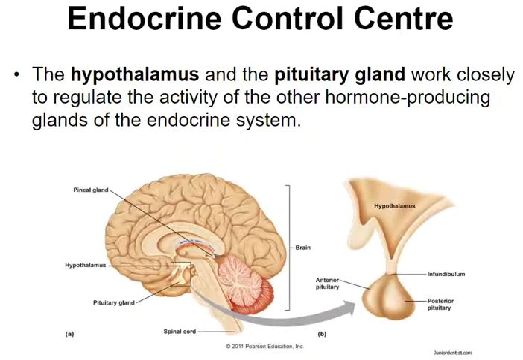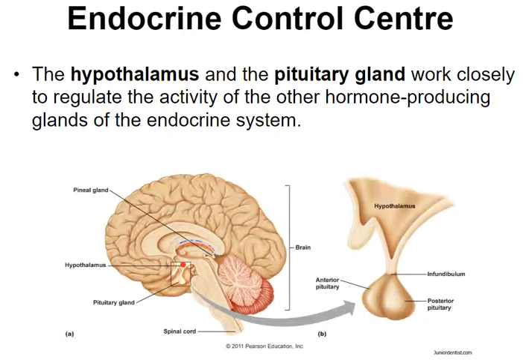The endocrine system consists of a lot of different glands, but they're all controlled from one location. And so that's in the brain, and it's the hypothalamus and the pituitary gland. Those two glands work very closely together to regulate the other hormone-producing glands in the endocrine system. So they're located right here in the brain.